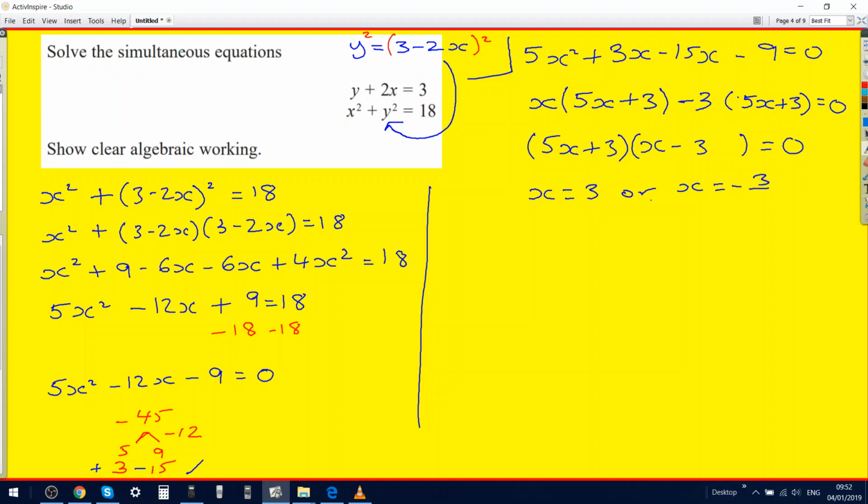Is that full marks? Yeah. And so what might be easier is we already have y equals 3 minus 2x. So what would that be?